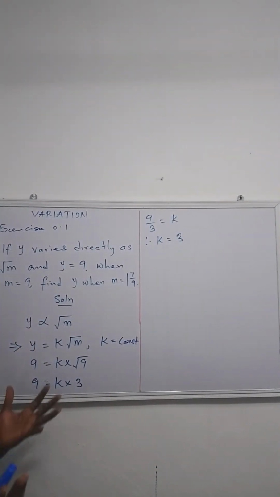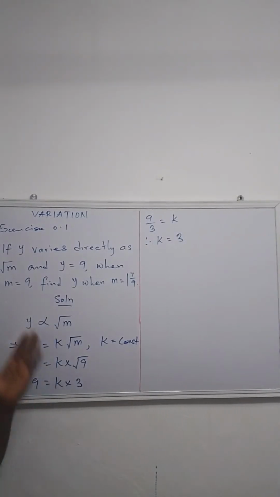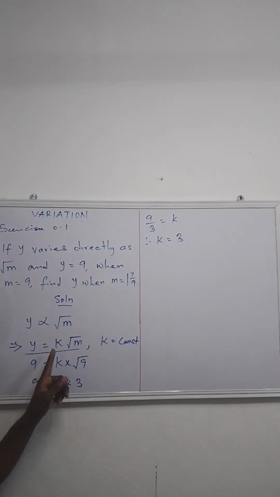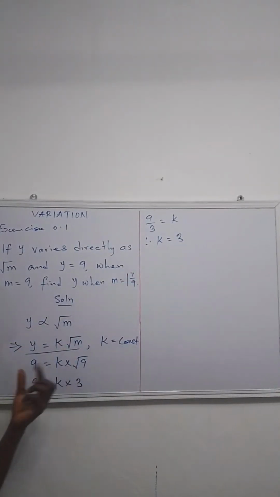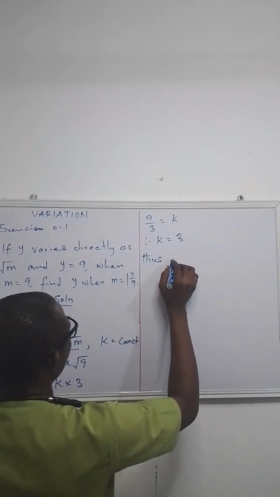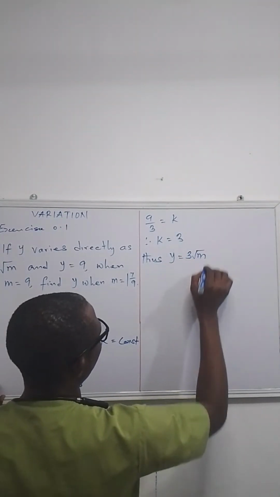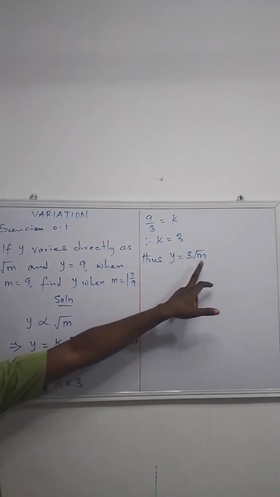Now the next thing is to get the connecting formula. Though you are not asked to find that, you need it to solve this problem. So let's get the connecting formula. The only thing that will change here is the k, because we have gotten k to be 3. Now let's plug the value of k into this equation. Thus y equals 3 square root of m. This is the connecting formula, the formula that is connecting y and m.